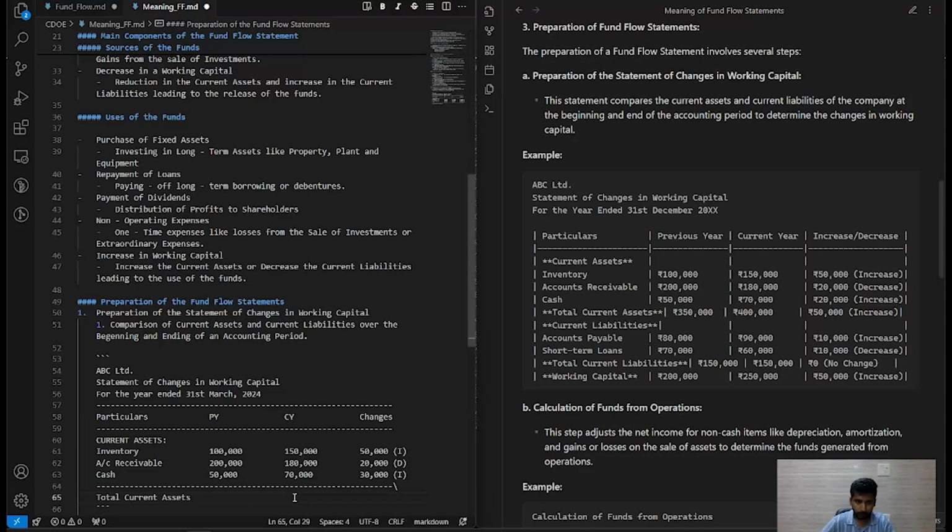Summing it up, we have the total assets in the previous year as 3,50,000. We have the total assets in the current year as 4 lakhs. That means there has been an increase of 50,000 in the current assets for the current year. That is why we will denote it with I. Okay.